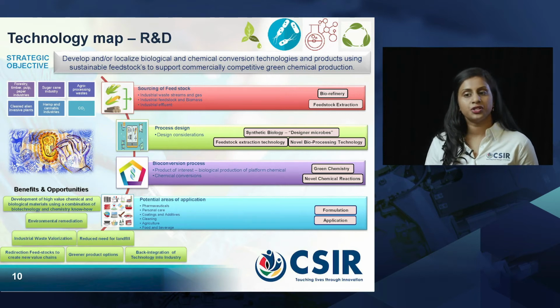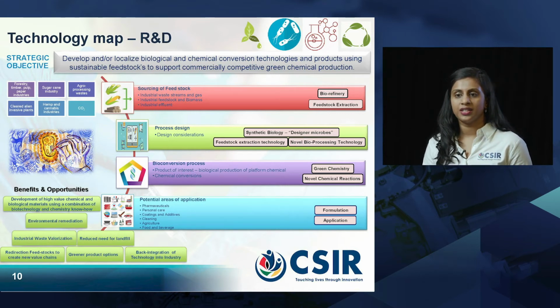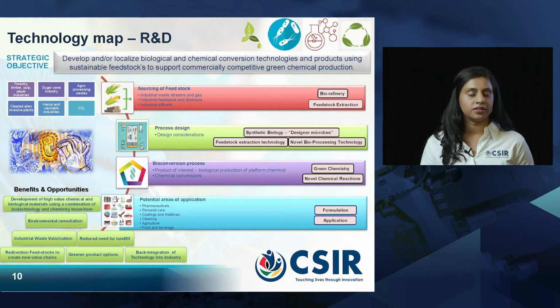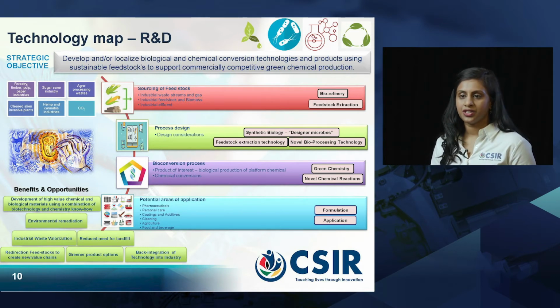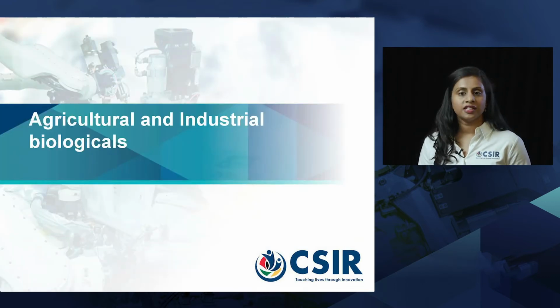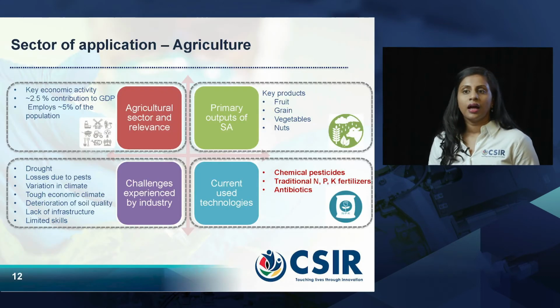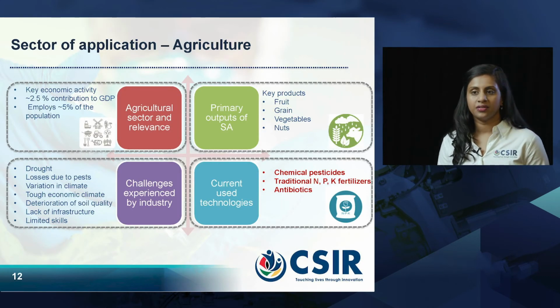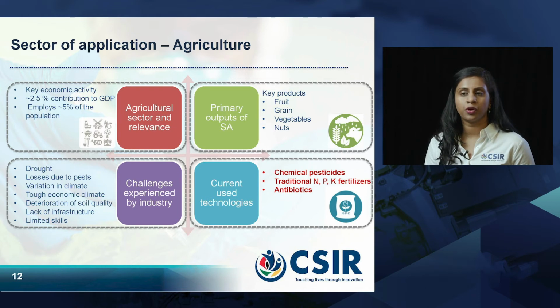The benefits and opportunities of this platform technology are high-value chemicals and biological materials using a combination of biotechnology and chemistry know-how, environmental remediation, industrial waste valorization, and several others. The next platform would include agricultural and industrial biologicals. Agriculture is a key economic activity in the country and accounts for approximately 2.5% of our GDP.